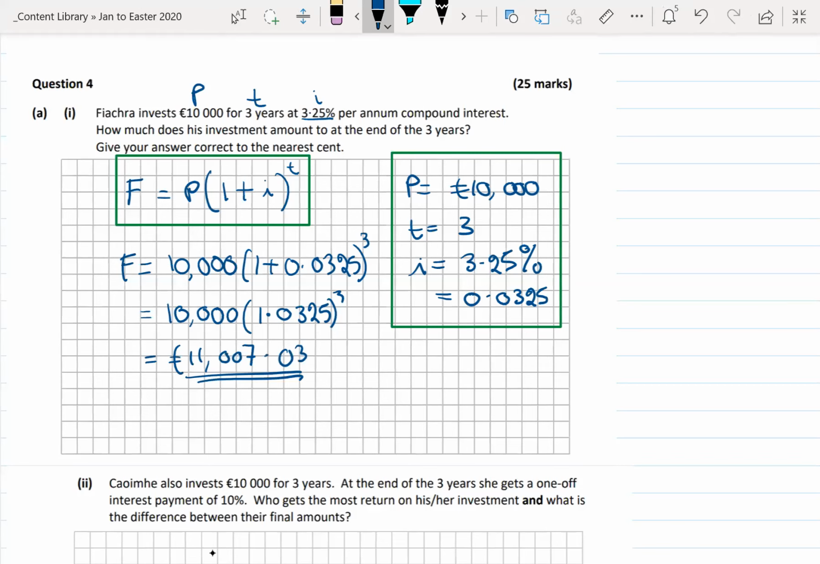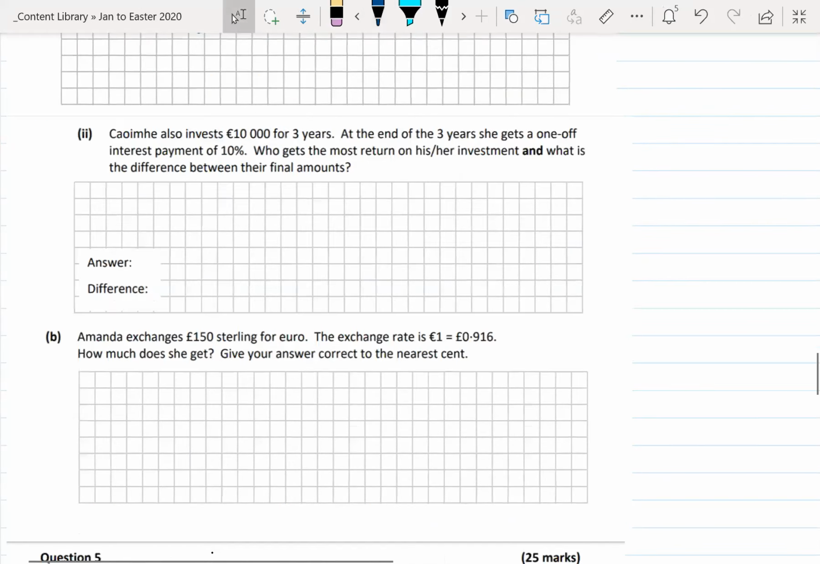Okay, after 3 years. Quiva also invests 10,000 for 3 years. At the end of the 3 years, she gets a one-off interest payment of 10%. Who gets the most money? Who gets the most return on his or her investment, and what is the difference? So Quiva here, she has 10,000 as well for 3 years also. And at the end of the 3 years, she gets a one-off interest payment of 10%. So we need to figure out what is 10% of 10,000. Okay, so how you calculate that is 0.10 for the 10% multiplied by 10,000.